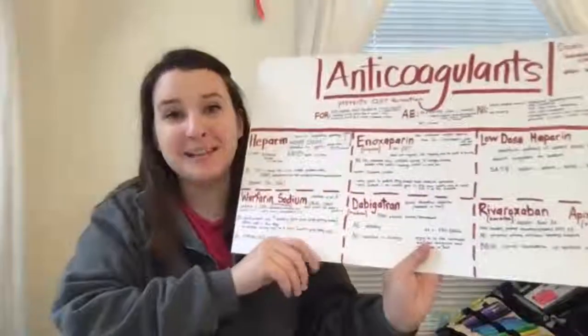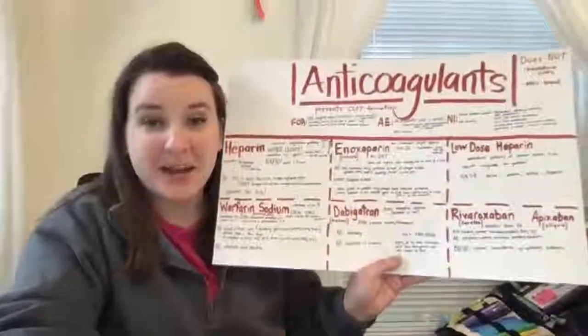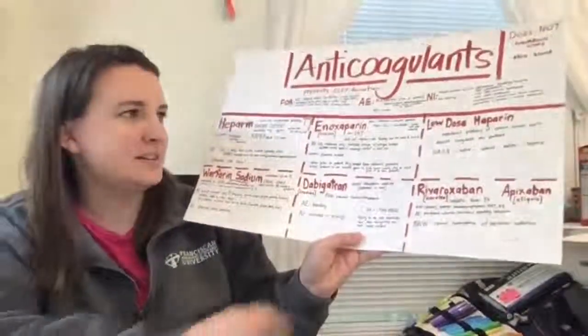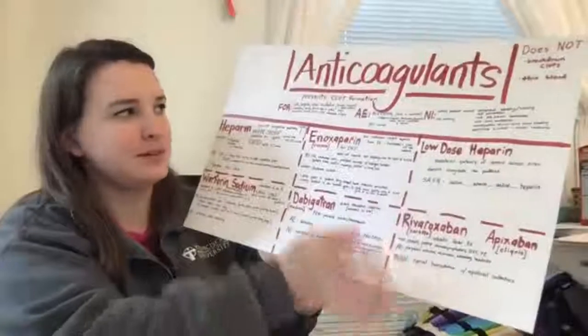Okay, so we have a big category here. We're going to talk about anticoagulants. And as you can see, we have 6 different drugs. Well, technically it's 7 different drugs because this is 2 drugs, but yeah.